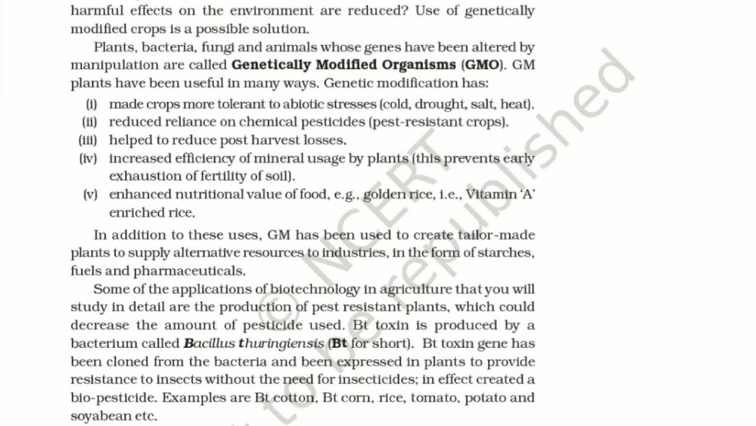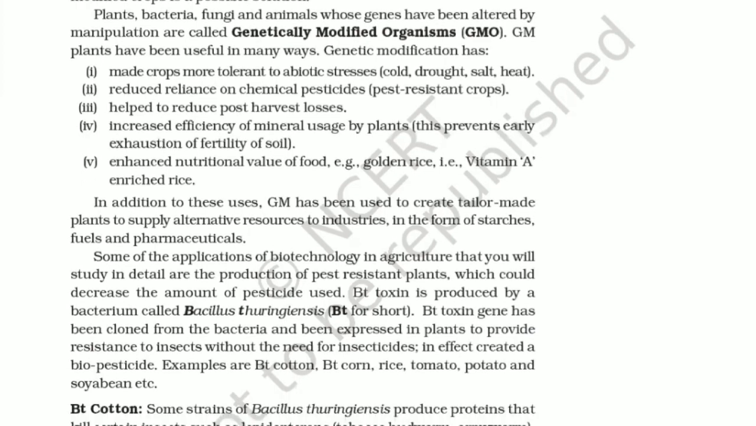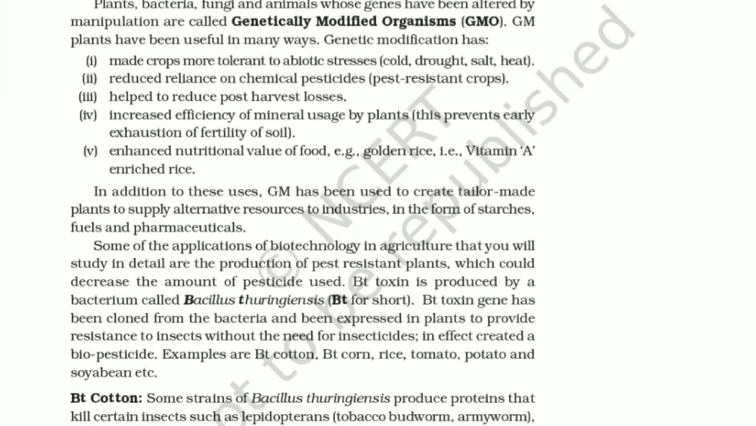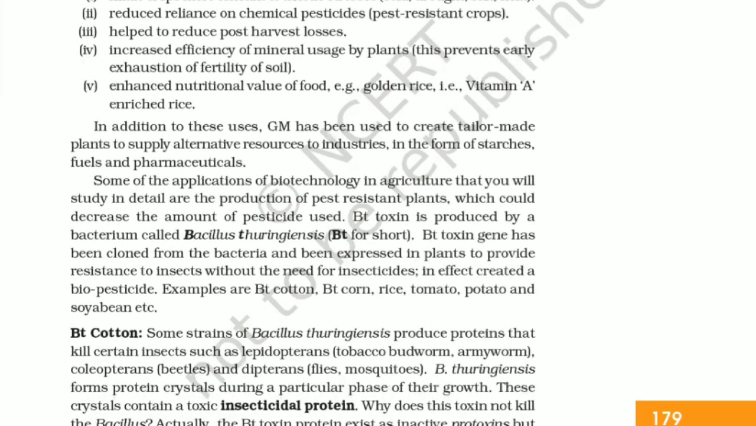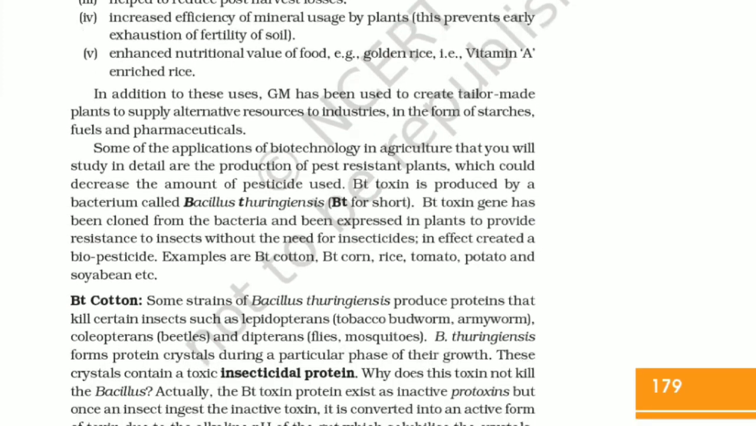Genetic modification has, number one, made crops more tolerant to abiotic stresses, that is cold, drought, salt, heat. Number two, reduced reliance on chemical pesticides, that is pest resistant crops. Number three, helped to reduce post harvest losses. Number four, increased efficiency of mineral usage by plants, that is, this prevents early exhaustion of fertility of soil. Number five, enhanced nutritional value of food. For example, golden rice, that is vitamin A enriched rice.